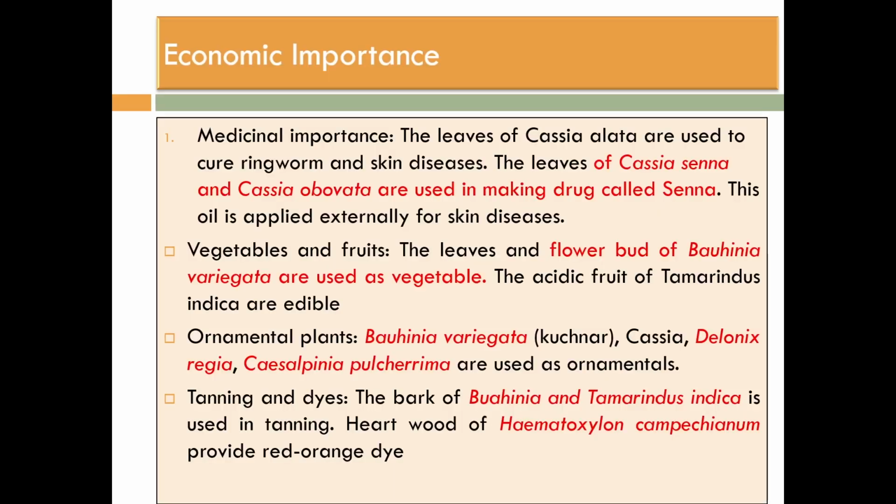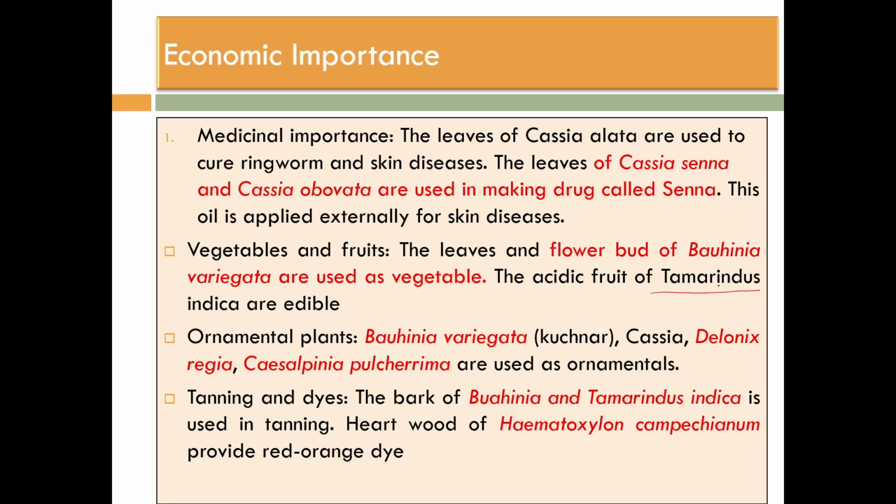And if we see the economic importance of this particular family, that is Caesalpiniaceae, the most important plants of this family generally have a medicinal importance, like Cassia tora, which is used to cure ringworm and skin diseases. And the leaves of Cassia senna and Cassia ovata are used in making the drug called senna, and this oil is applied externally for skin diseases. Then vegetables and fruits, the leaves and flower bud of Bauhinia variegata are used as vegetables. And the pulp of the fruit of Tamarindus indica is edible.